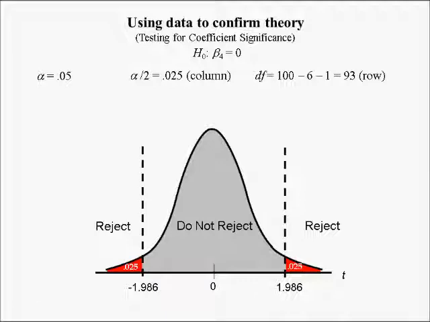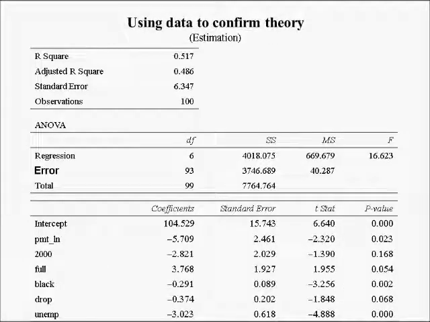The next coefficient, beta 4: its t-stat is B4 divided by B4's standard error. B4 corresponds to the share of the population that is black, and its estimated coefficient is negative 0.291. Standard error is 0.089. The t-stat is negative 3.256, and the p-value is 0.002. The p-value is very, very small because in absolute value the t-stat is rather large.